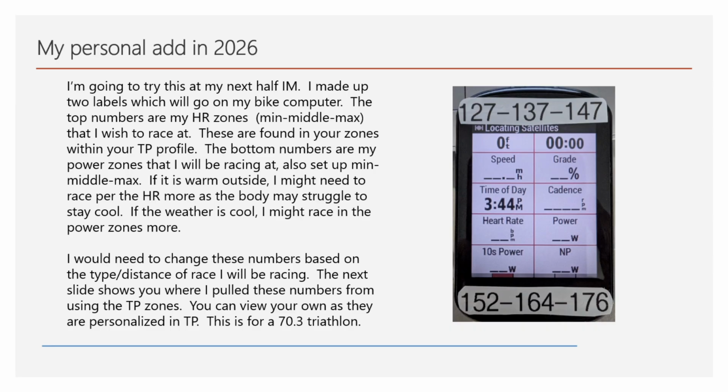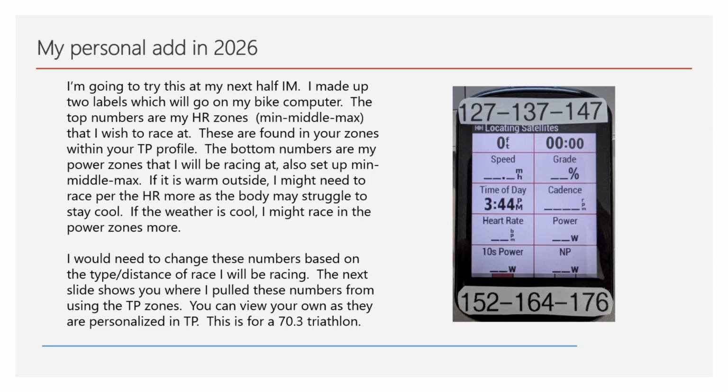Now, they will be personalized for each person. The heart rate's based on a particular formula used by the British Cycling Federation, and I'll show you that in a second. And that's based on your age. The power is based on performance, what you've been doing. So that one's even more personalized.